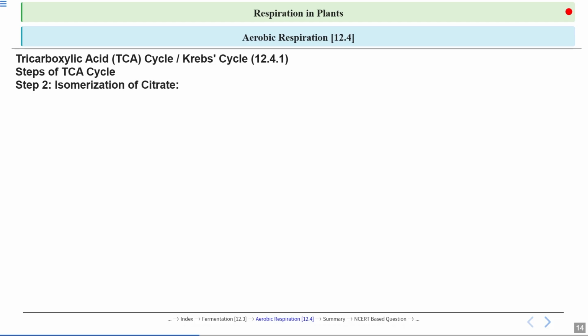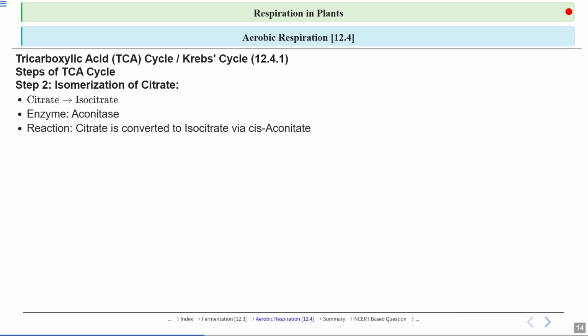Now let's look at the second step, which is isomerization of citrate. So what happens here? Citrate is converted to isocitrate. And the enzyme that catalyzes this reaction is called aconitase. So this reaction happens in 2 stages. First, citrate is turned into cis-aconitate and then into isocitrate. This conversion involves removing a water molecule, that is dehydration, and then adding it back, that is rehydration.